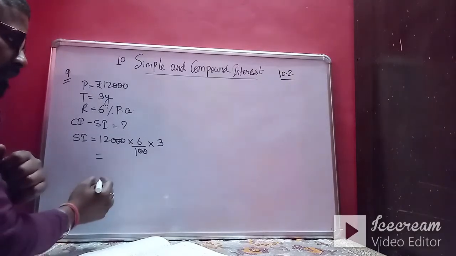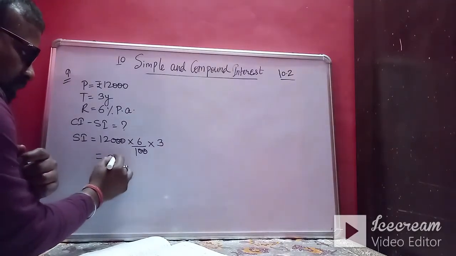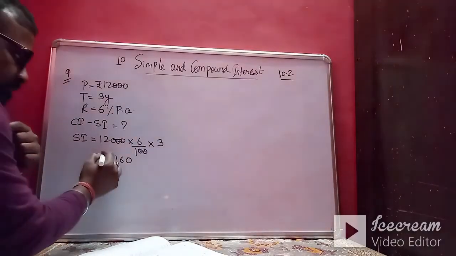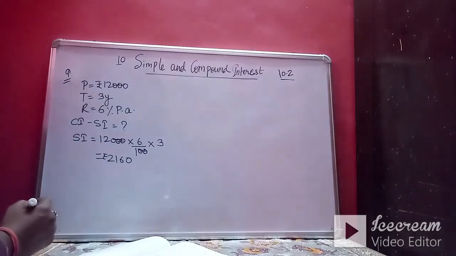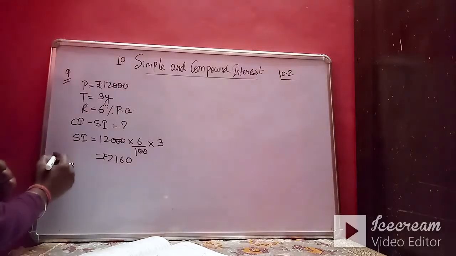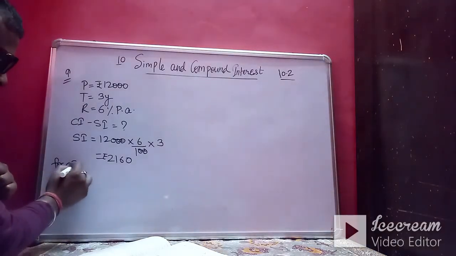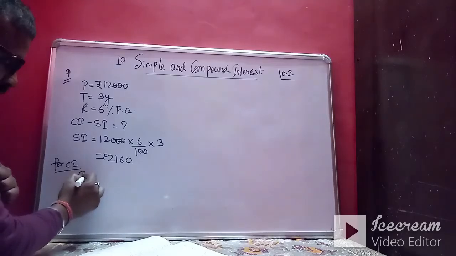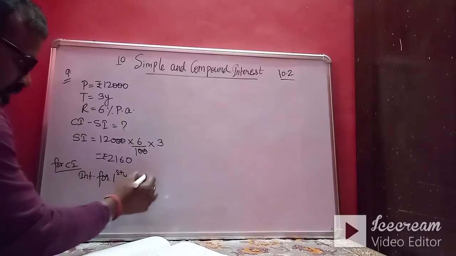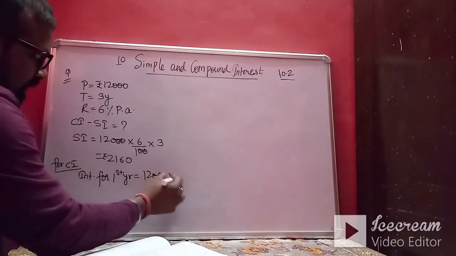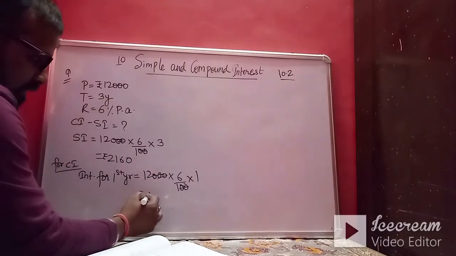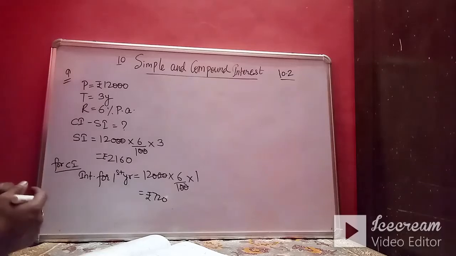So it will be 2160. Okay. Now what next we have to calculate? We have to calculate compound interest on this principal. So for compound interest, we will calculate interest for first year, that is 12,000 into 6 upon 100 into 1, that is rupees 720.